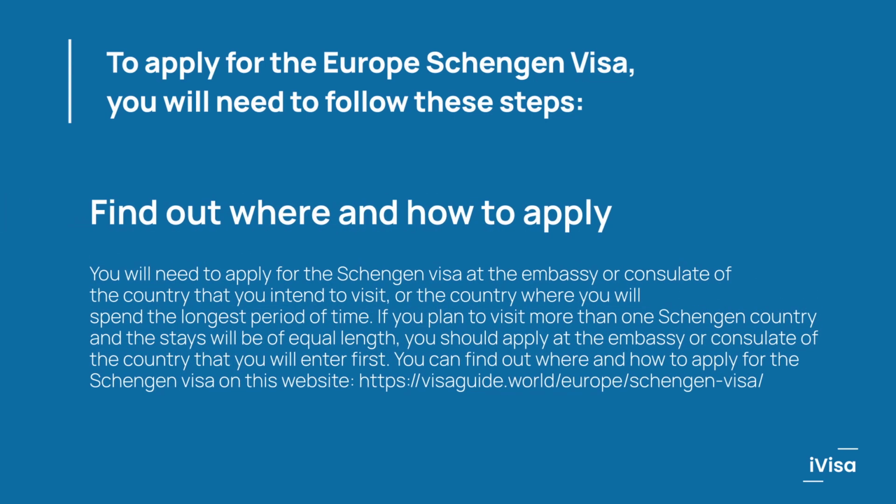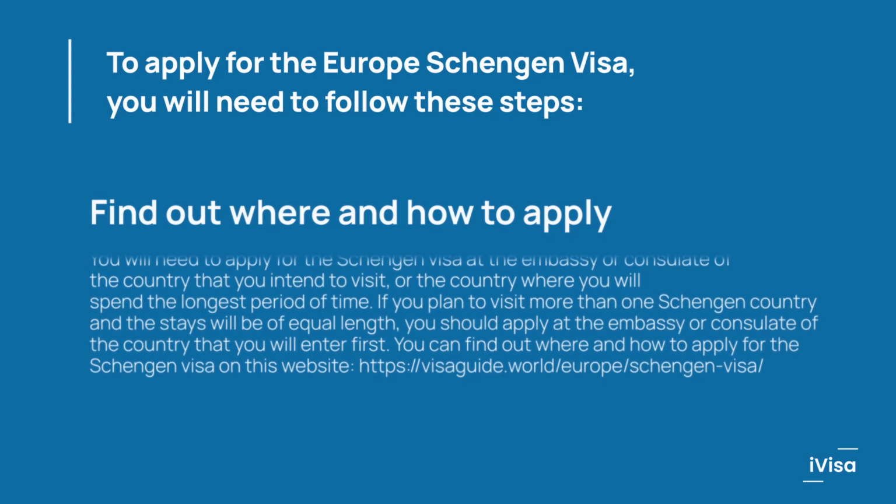Find out where and how to apply. You'll need to apply for the Schengen visa at the embassy or consulate of the country that you intend to visit, or the country where you will spend the longest period of time. If you plan to visit more than one Schengen country and the stays will be of equal length, you should apply at the embassy or consulate of the country that you will enter first. You can find out where and how to apply for the Schengen visa on this website.